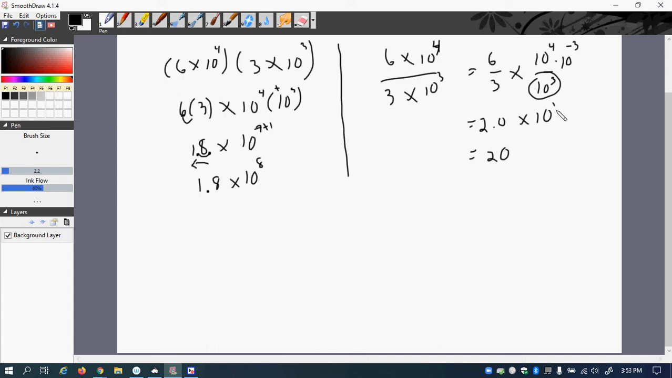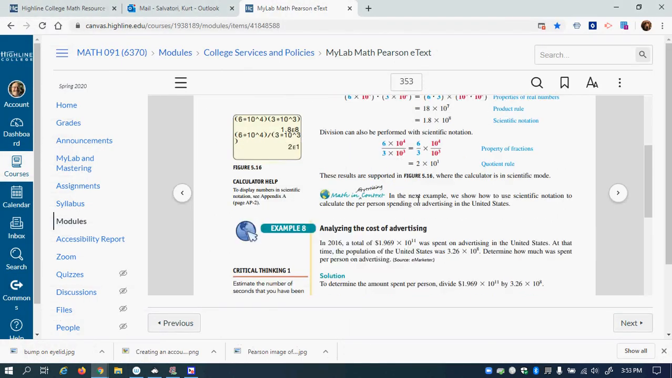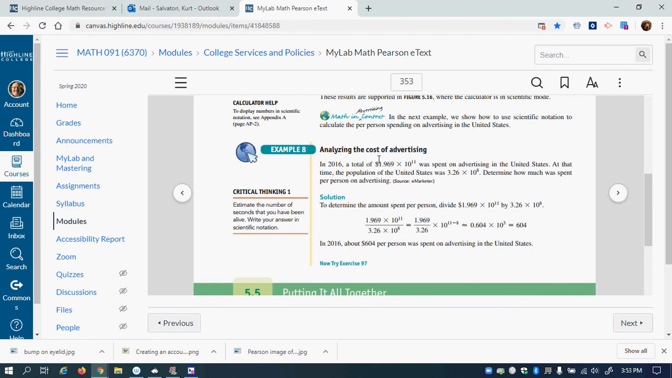So this is an example of that, but let's look at some real world problems as well in the setup. So taking a look where we would use it. Analyzing cost of advertising. In 2016, a total of 1.969 times 10 to the 11th was spent on advertising in the United States. At the time, the population of the United States was 3.26 times 10 to the 8th. So if we want to determine how much was spent per person on advertising, we would take our first scientific notation and divide it by our second scientific notation.